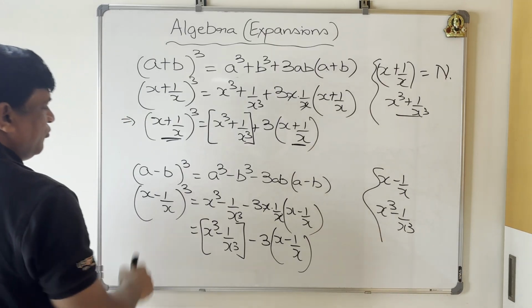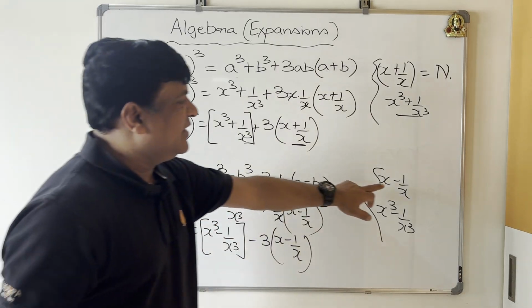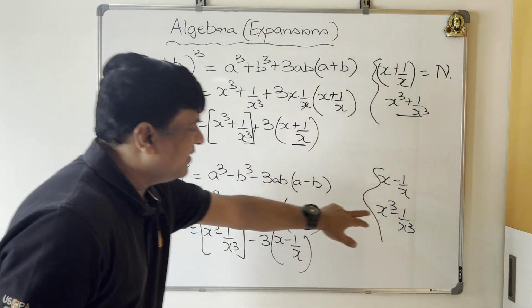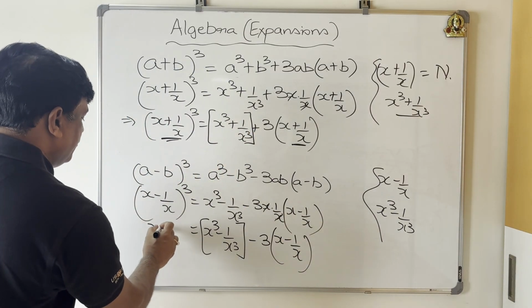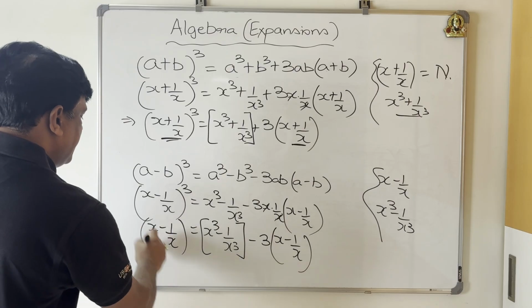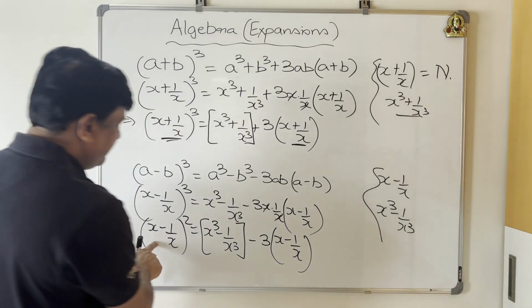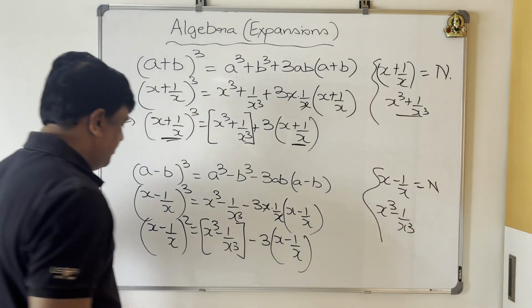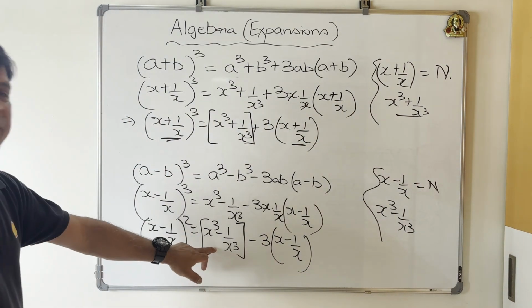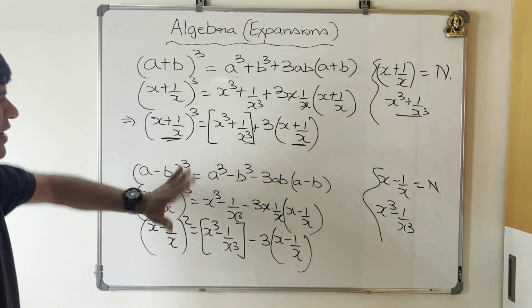Look at it. That's why they give you the value of x − 1/x and ask you to calculate this. You should be able to calculate this because they have already given you these two. Replace the value of x − 1/x. Suppose they have given it to be some natural number. Put it over here and calculate this value.